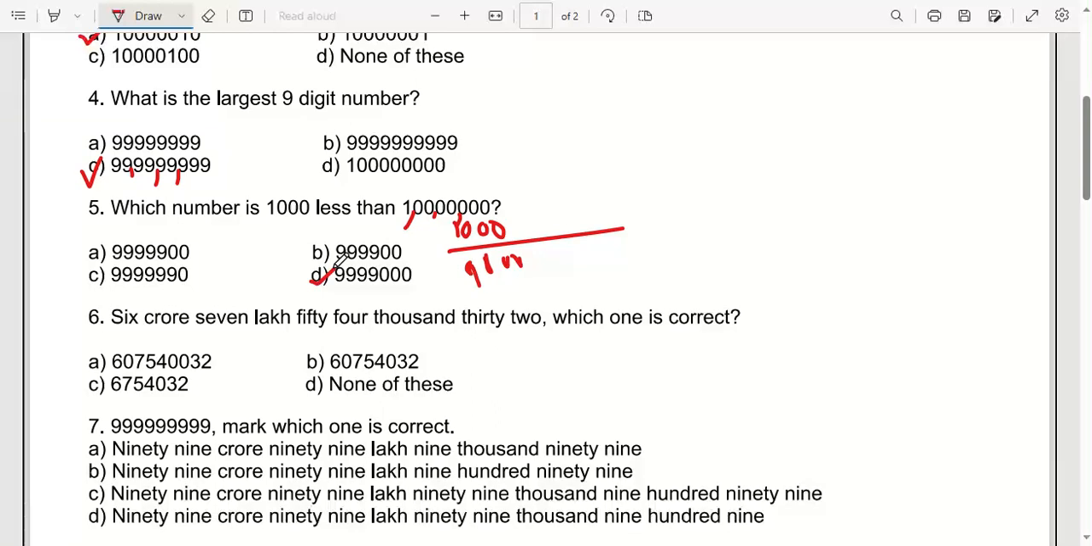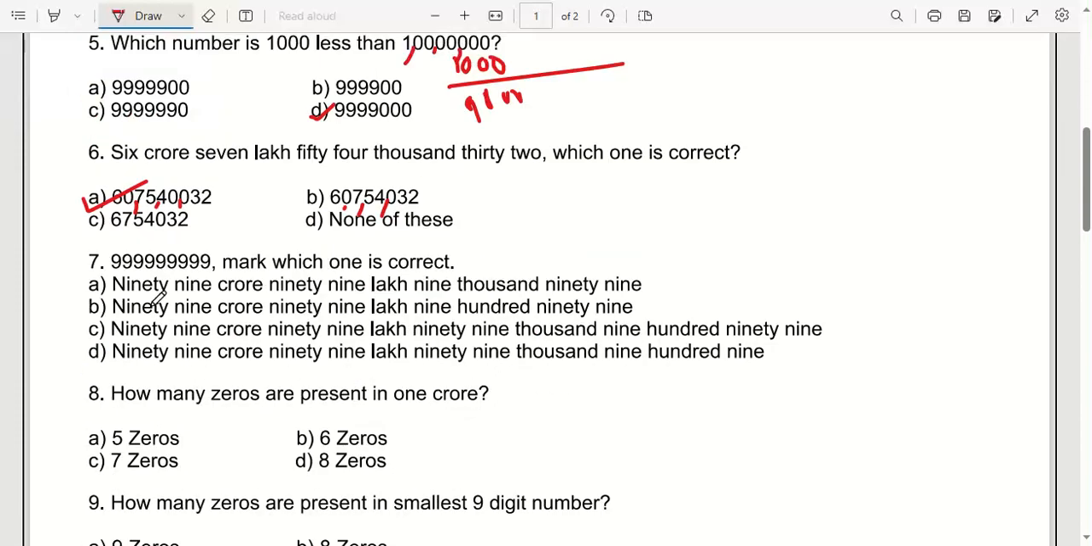Next question, 6 crore 7 lakh 54,032. Which one is correct? 60 crore means first 3 digits, then comma, then 2, then 2. The correct option is option number 1.